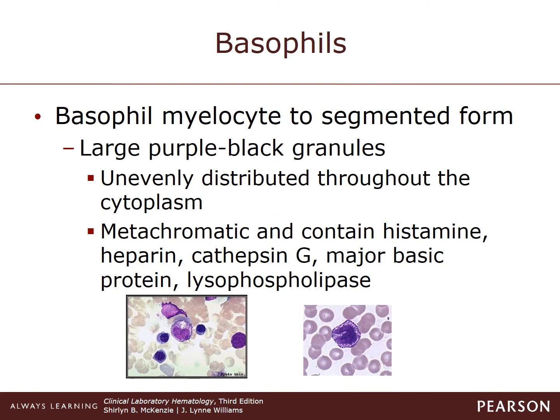Now, basophils' first stage that is recognizable is the myelocyte. Now here you start to see those large purple-black granules, which are unevenly distributed throughout the cytoplasm. You start to see the metachromatic granules that contain histamine, heparin, and the major basic proteins. On the right side, you see a basophilic band. And on the left, you see the indentation of a basophilic metamyelocyte.